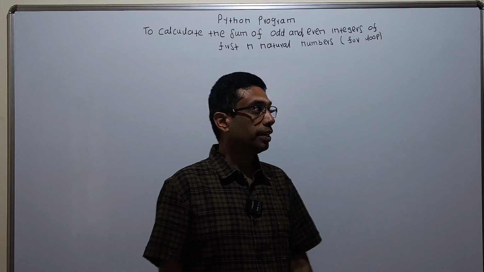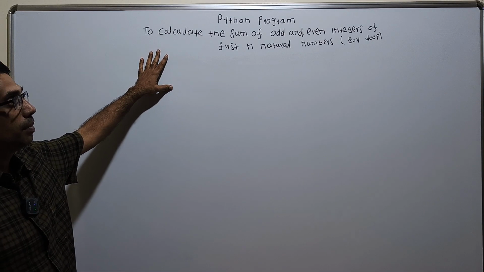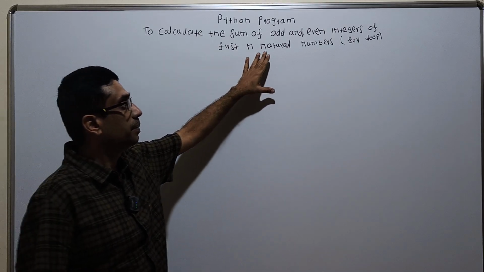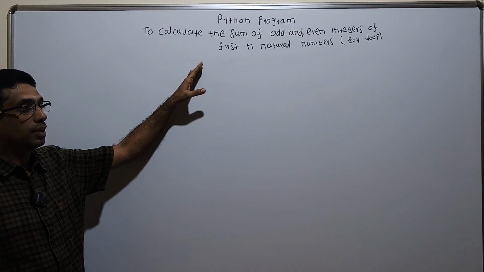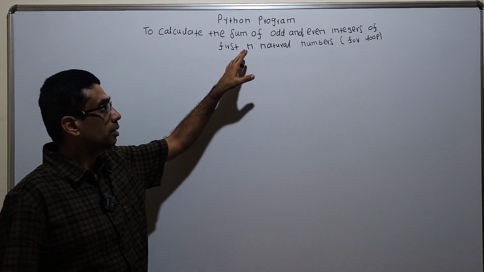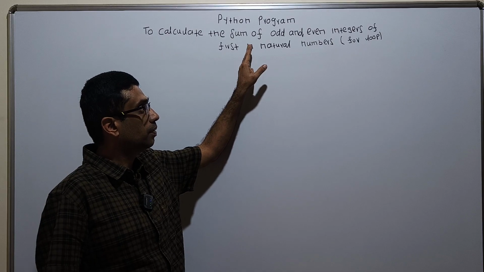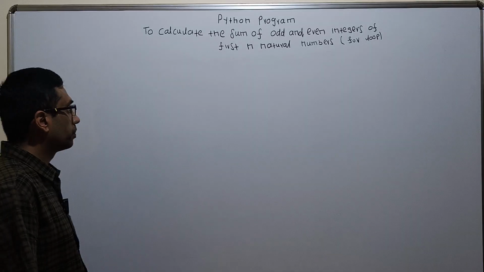Hello friends, we are going to write a Python program to calculate and print the sum of odd and even integers of first n natural numbers using a for loop. So first n natural numbers means right from 1 up to n. n is the range given by the user. We have to calculate the sum of odd and even integers and print the result. We will write the program.